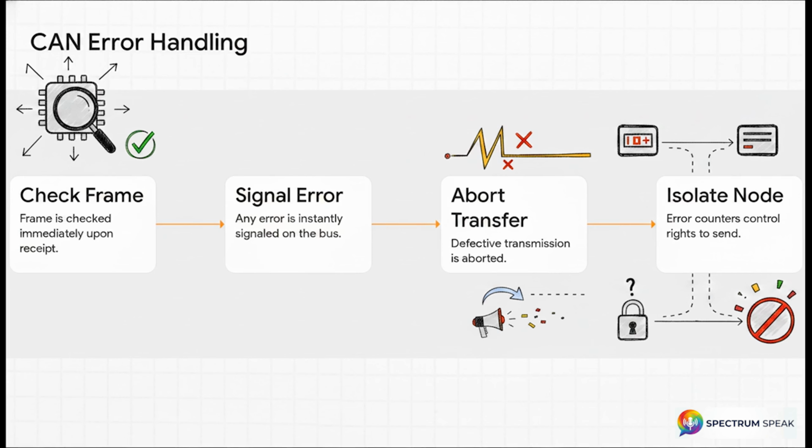But step 4, this is the real magic, the self-healing cluster. See, every single node maintains internal error counters. If a specific node starts throwing way too many errors, maybe its wiring got chewed up or a chip is dying, that counter ticks up. Once it hits a specific threshold, the protocol literally revokes that node's right to send. It physically mutes it from the bus. That ensures one broken node can't just spam the network and take down the entire town hall meeting.